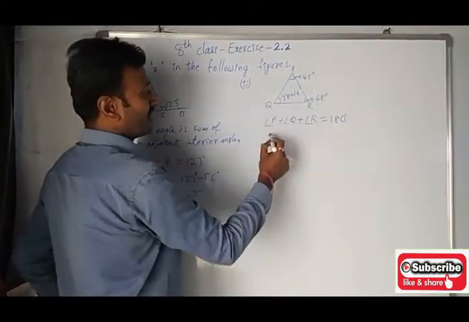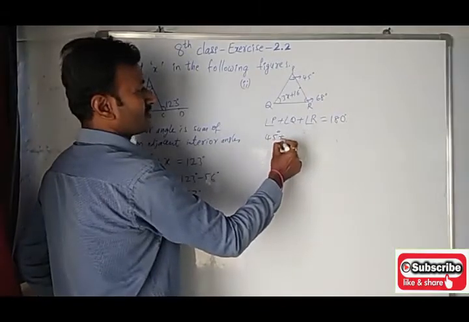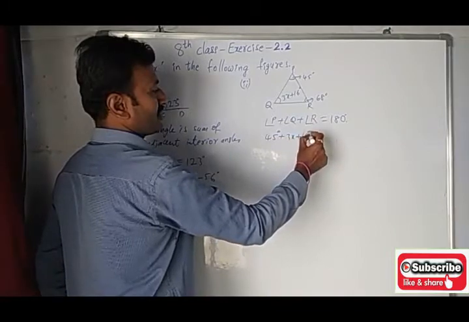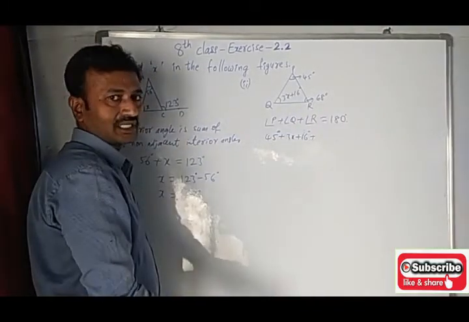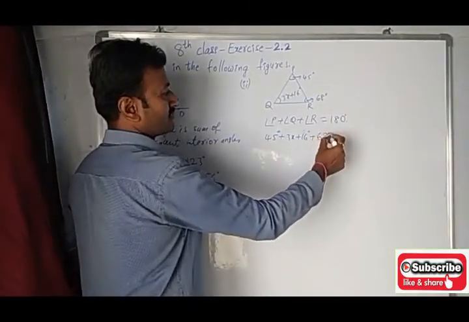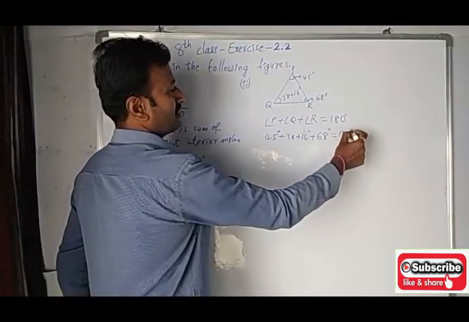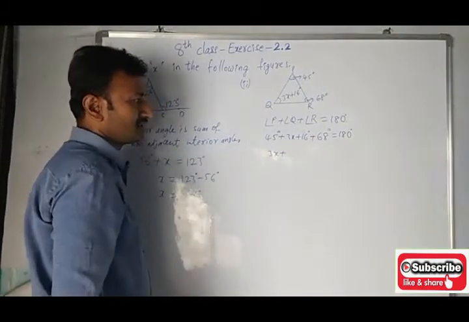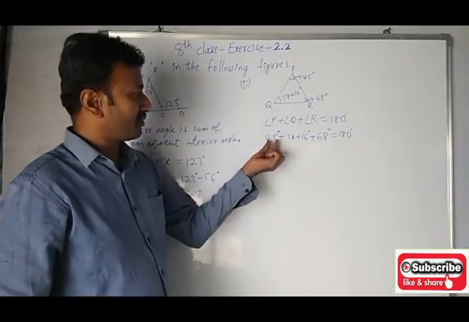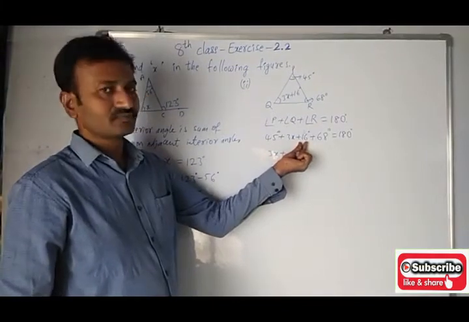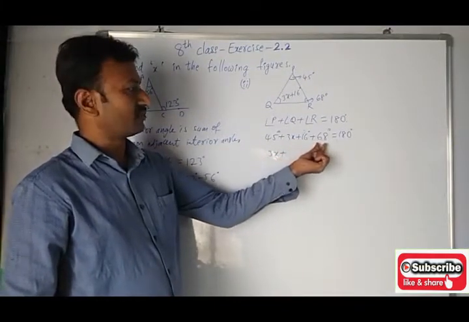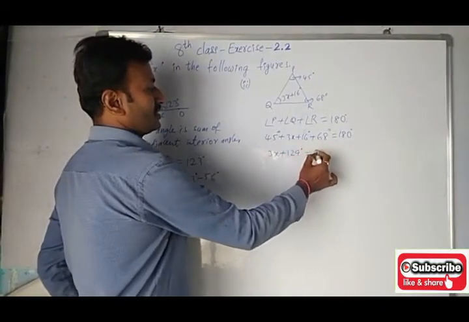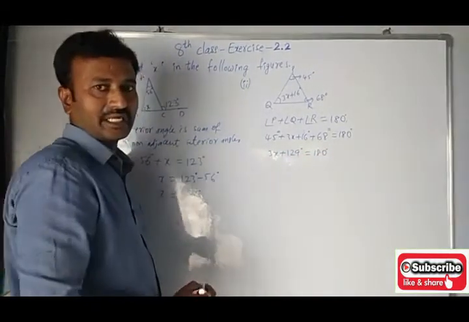So angle P is given 45 degrees. What is angle Q? 3x plus 16 degrees, plus what is angle R? 68 degrees is equal to 180 degrees. Here 3x plus these all numbers add. 45 plus 16, how much? 61. 61 plus 68, 129 is equal to 180 degrees.